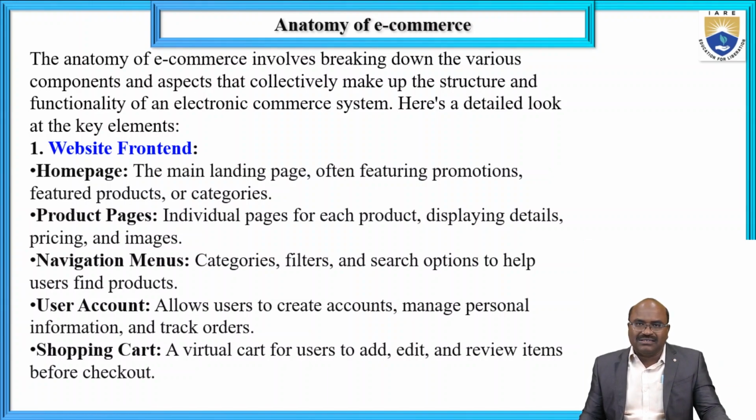Then going to the sub page, which is called the product page. Individual pages for each product display the details, pricing and images. You see how many products there are. For example, in any commercial business, there are many products associated with a price, so a good relationship is required.